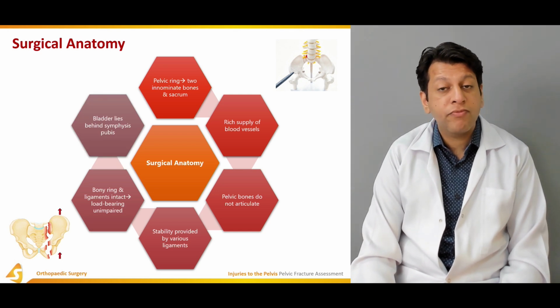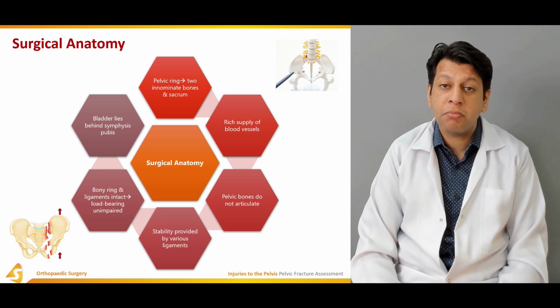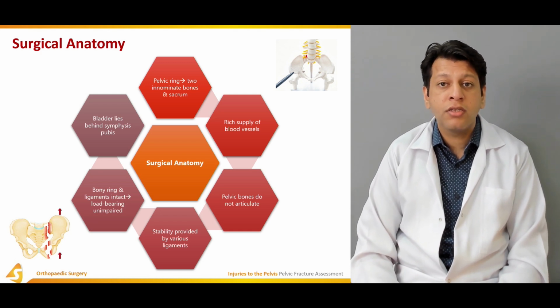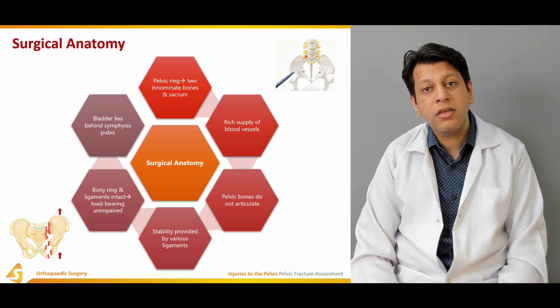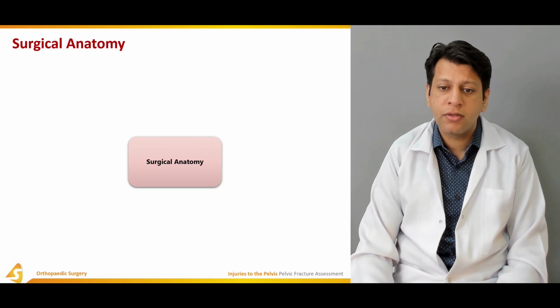The bladder lies behind the symphysis pubis. That is why the most common injury associated with pelvic ring fractures is usually either to the bladder or to the membranous urethra, mainly the urogenital structures.